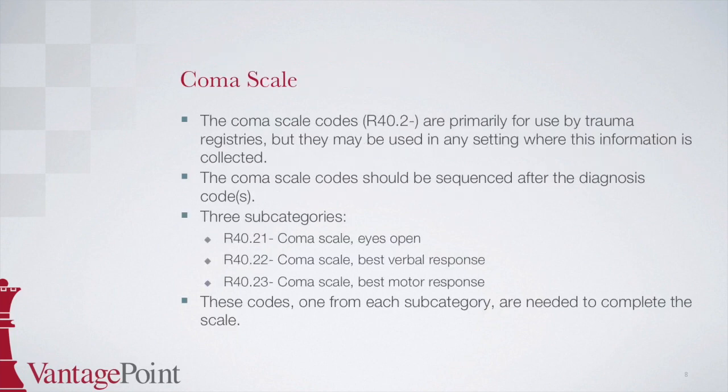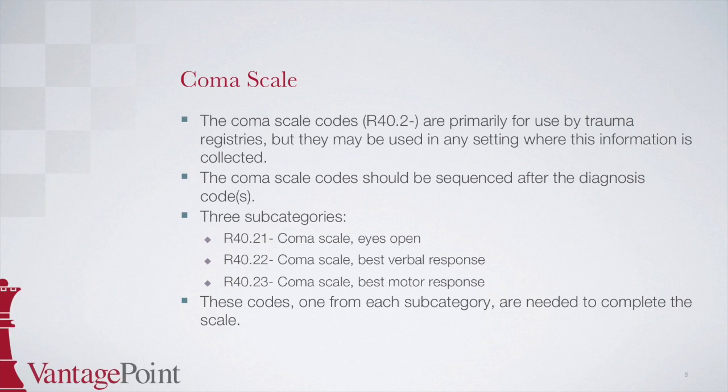One of the new concepts of ICD-10 is that codes for coma scales have been added. We were unable to capture the coma scale in ICD-9, but these codes will be important for trauma registries. The codes can be used in any setting, but are most applicable to the trauma registries. The coma scale codes are in subcategory R40.2, and there are 3 subcategories for whether or not the eyes are open, the patient's best verbal response, and finally, the patient's best motor response.